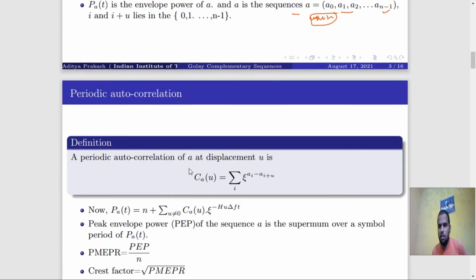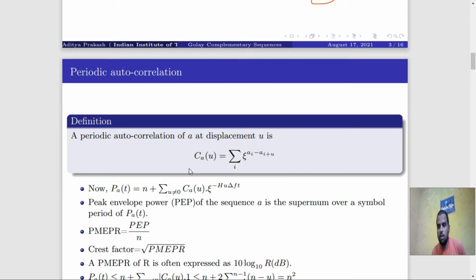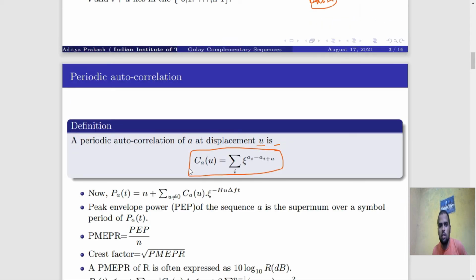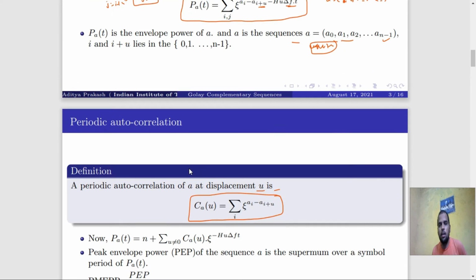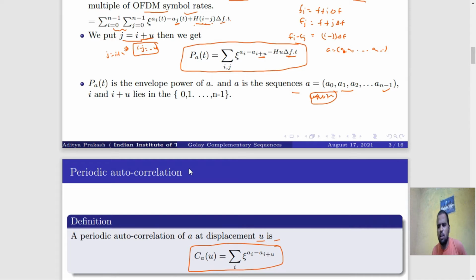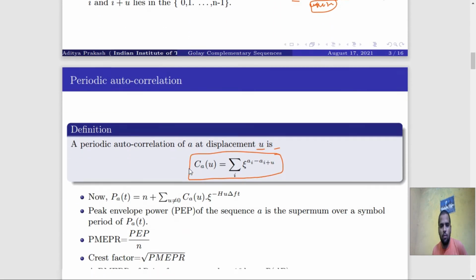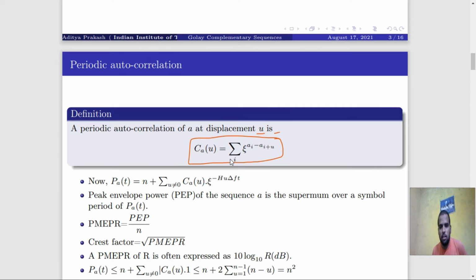Now come to the periodic autocorrelation. This is also a very basic concept before we study Golay complementary sequences. So the periodic autocorrelation of A at displacement U is simply defined as CA(U) equal to summation over I of AI minus AI plus U. This is the definition of the periodic autocorrelation. How is this autocorrelation used in the PAT? PAT is nothing but the instantaneous envelope power.